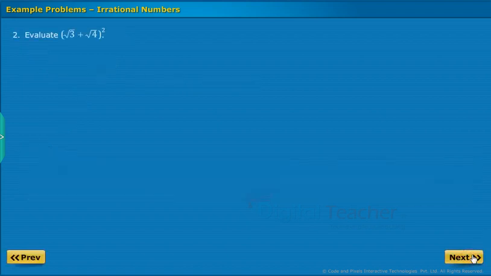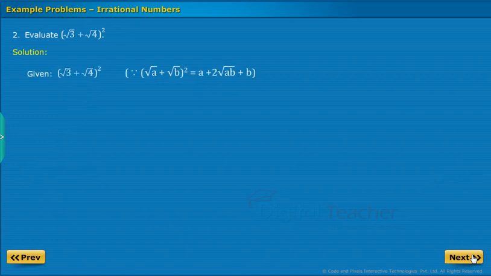Evaluate root 3 plus root 4 whole square. Solution: given. As it is of the form root a plus root b whole square, which is equal to a plus 2 root ab plus b. By further solving, we get root 3 whole square plus 2 into root 3 into root 4 plus root 4 whole square, which is equal to 3 plus 2 root 12 plus 4, in turn equal to 7 plus 2 root 12.